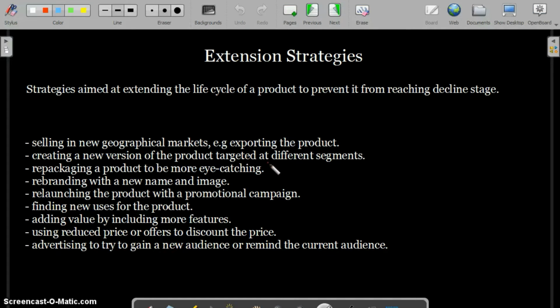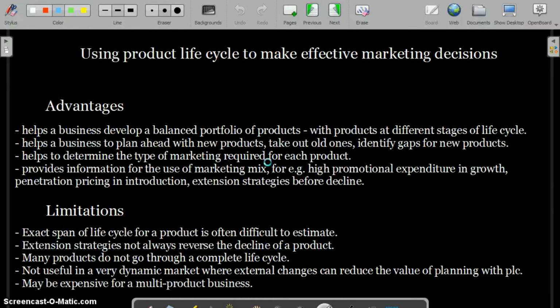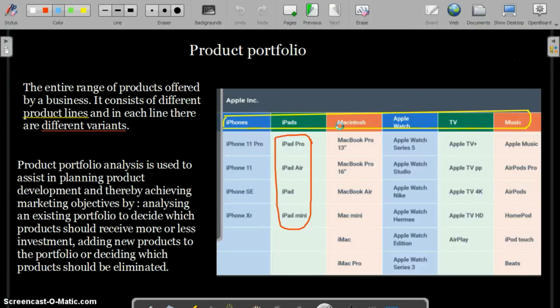Let's talk about the uses of product life cycle. Product life cycle has its advantages and limitations. It helps a business develop a balanced portfolio of products, with products at different stages of the life cycle. Now, for a balanced portfolio of products, you need to know what a product portfolio is, so I'll just explain that first. A product portfolio is the entire range of products offered by a business. It consists of different product lines, and in each line there are different variants.